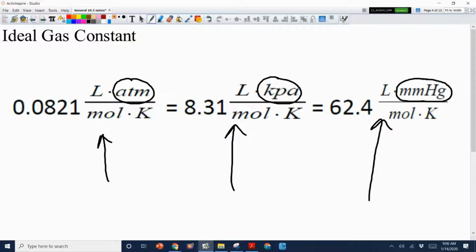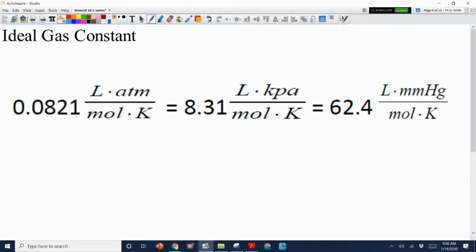In our problem, let's say that the pressure is given in atmospheres. For these ideal gas law problems, if the pressure is given in atmospheres, then it's this value for the ideal gas constant that we're going to use, so that would be 0.0821. If your pressure units are in kPa, which is this middle one right here, you're going to use 8.31. And if the units are given in mmHg, you're going to use 62.4. So you just have to look at the units to know which ideal gas constant to use.